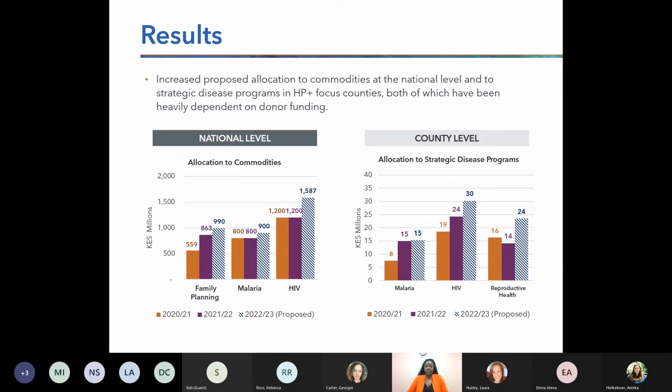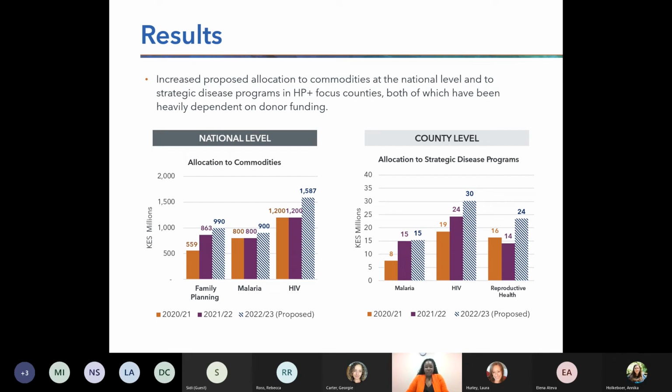At the subnational level, we saw increases across all three strategic disease programs. For instance, an increase from 16 million Kenya shillings to a proposed allocation of 24 million Kenya shillings for reproductive health.